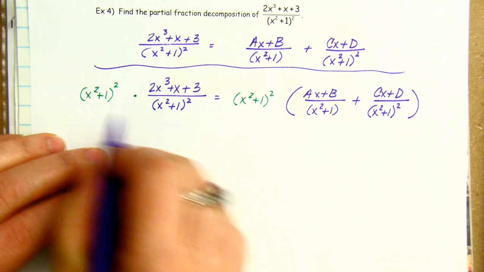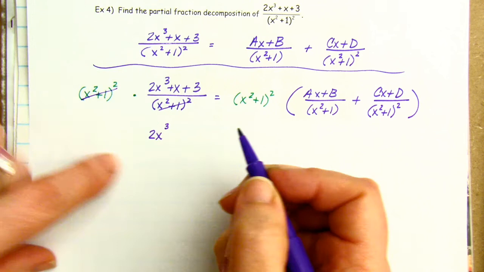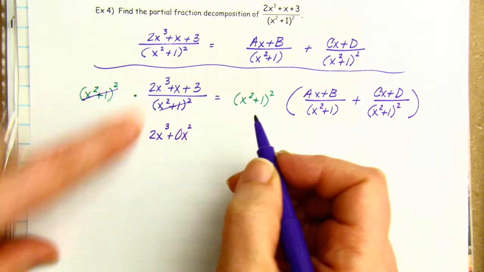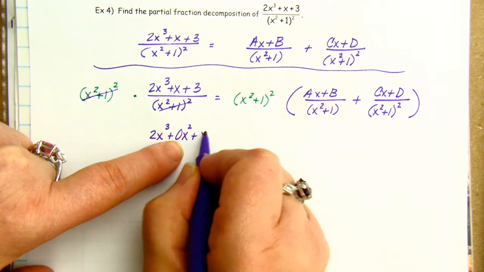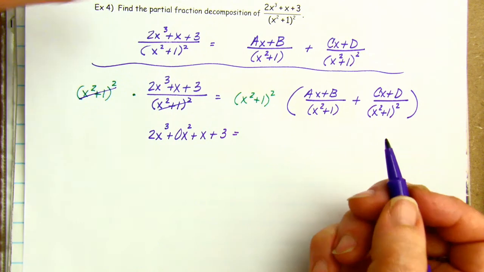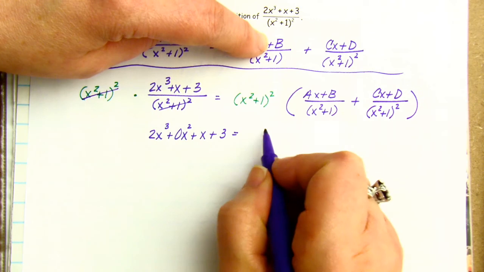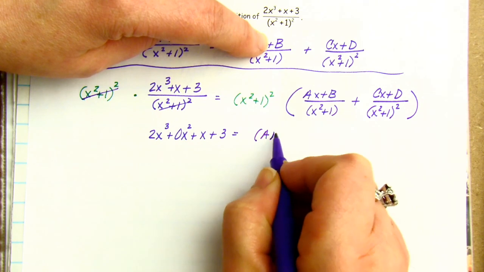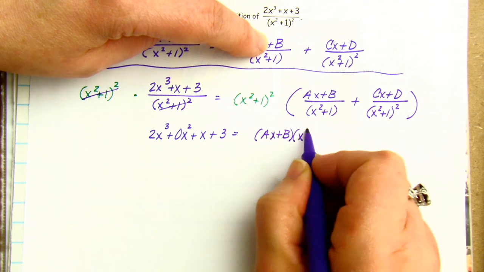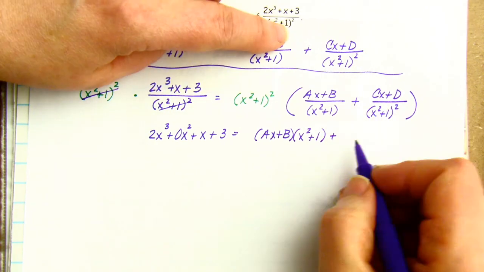On the left side, this gets divided out, so I'm left with 2x cubed. Look, I don't have a square term. You might want to put that in there. Cube, square, linear, constant. When I multiply this with this, only one of these is going to remain. So I get an ax plus b times an x squared plus 1. These will completely divide out, leaving me with cx plus d.